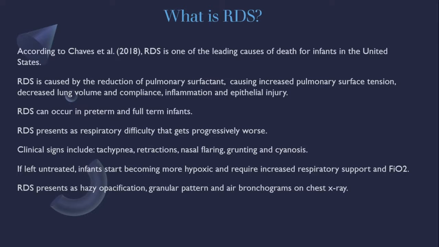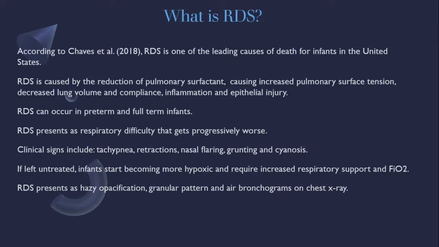RDS can occur in preterm and full-term infants. Usually with full-term infants, it can be caused by meconium aspiration, aspiration of amniotic fluid from a C-section, a cardiac anomaly, or something that happened during delivery. RDS presents as respiratory difficulty that gets progressively worse. Some clinical signs you would look for would be tachypnea, intercostal subcostal retractions, nasal flaring, grunting, and central cyanosis. If left untreated, infants start to become hypoxic and require increased respiratory support in FiO2.